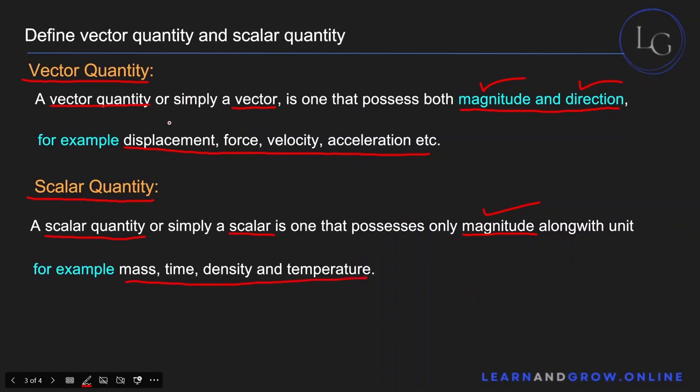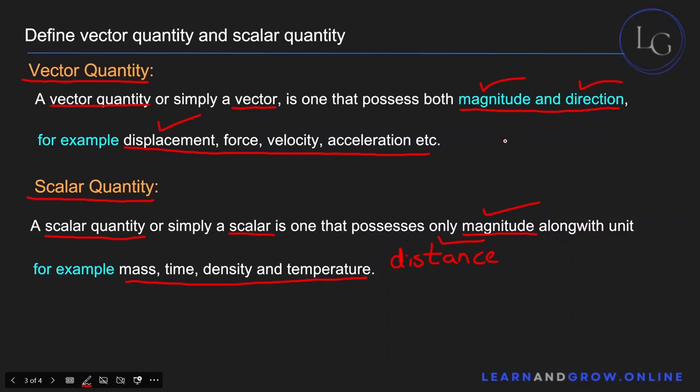Now, let's see. The first example, there is a very good way to explain what this actually means. Displacement is a vector quantity. And another example of a scalar quantity is distance. Now, what is the difference between distance and displacement? Simple, really. It's the direction.